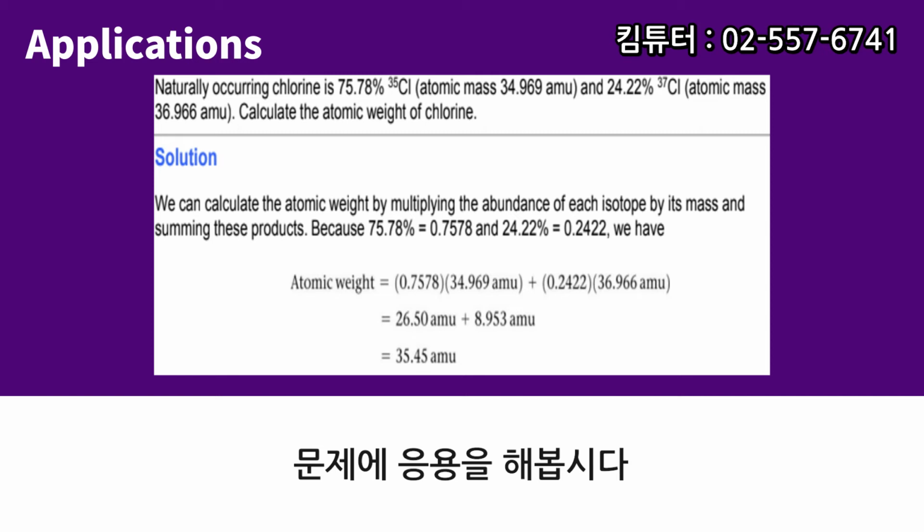Naturally occurring chlorine is 75.78% 35Cl, 34.969 amu, and 24.22% 37Cl, 36.966 amu to be more specific, and your goal is to calculate the atomic weight of chlorine. In order to solve this, we can calculate the atomic weight by simply multiplying the abundance of each isotope by its mass and summing these products. Therefore, when we add 26.5 plus 8.95, we are able to derive the answer, which is 35.45 amu.